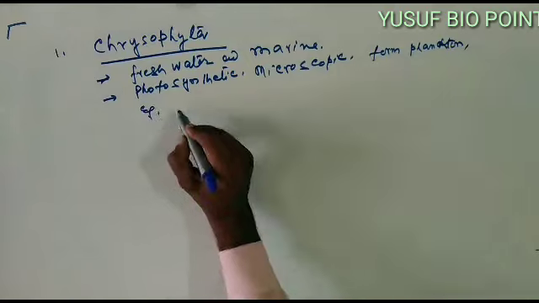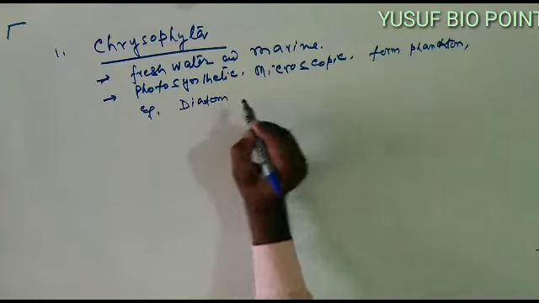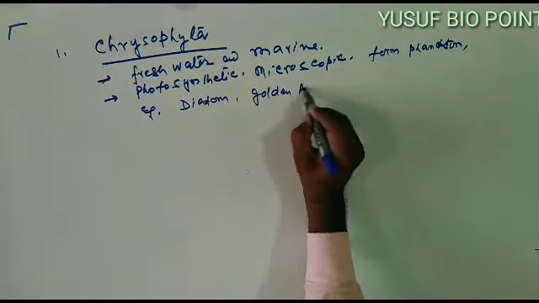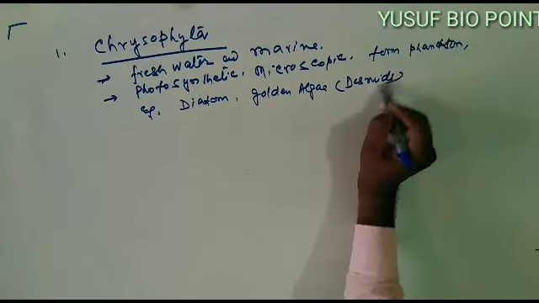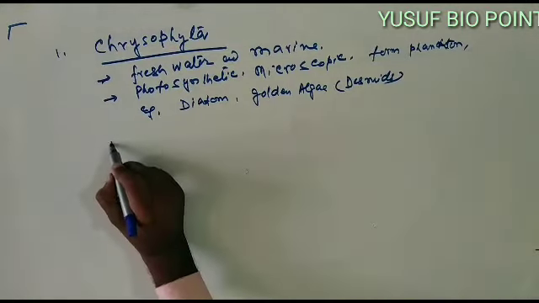Examples: diatoms, golden algae, that is desmids. The freshwater and marine algae are photosynthetic and microscopic. They form plankton spread over the surface of the water over 100 meters. Examples: diatoms and golden algae, desmids. Now about diatoms.